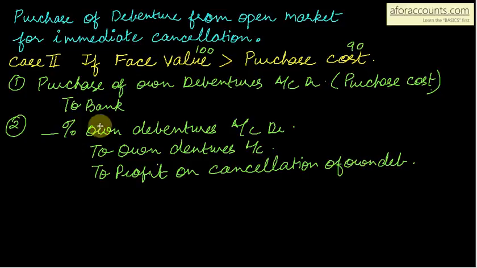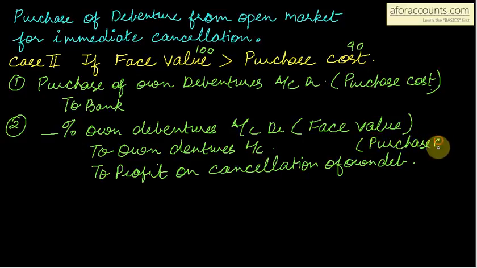Amount kya hoga? 10% मान लो debentures हैं, so 10% debentures account debit. ये तो हमेशा face value से ही होता है. Own debentures account, this is the purchase cost, and humko gain bhi hua hai. So to profit on cancellation of own debentures, gain will be recorded here.